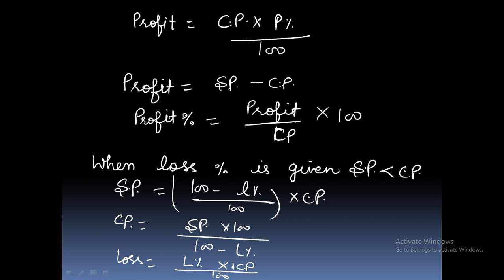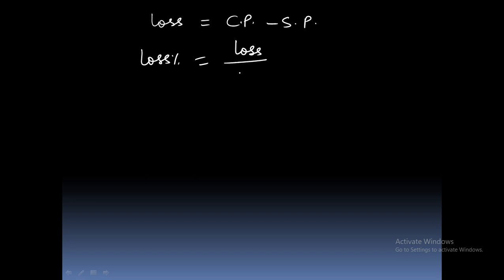Whether we have profit or loss, both are calculated on cost price. These points should be kept in mind. If sometimes loss will be calculated on only cost price and selling price, then we will use this formula: loss is equal to cost price minus selling price. And if you want to calculate loss percentage, then you will calculate by this formula: loss over cost price multiplied by 100.